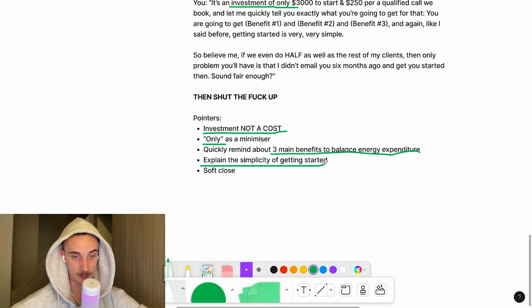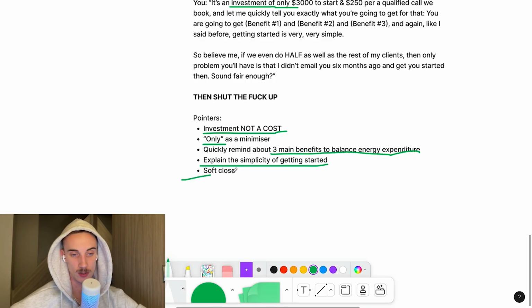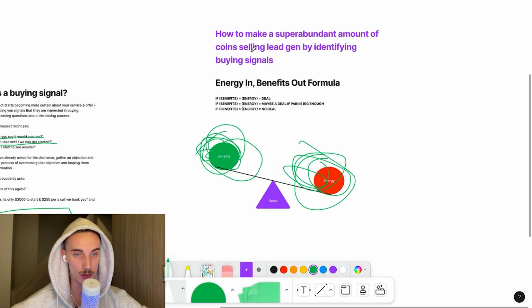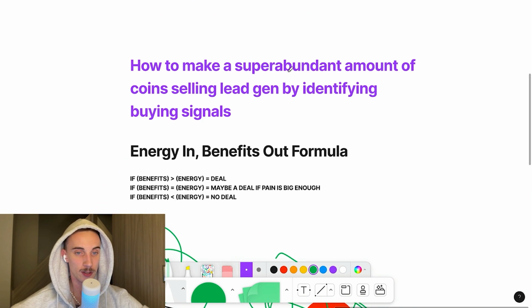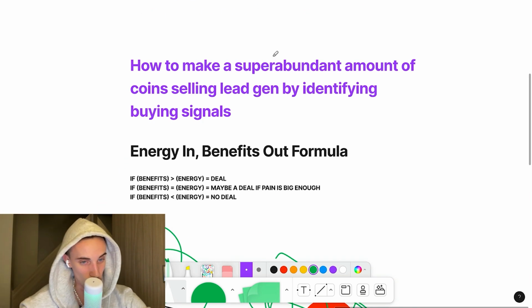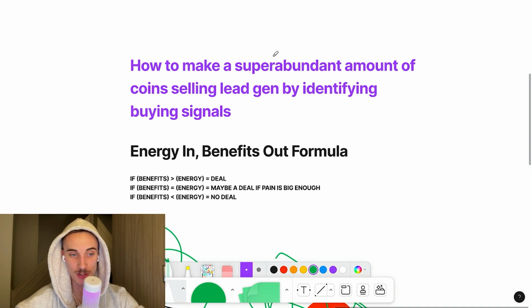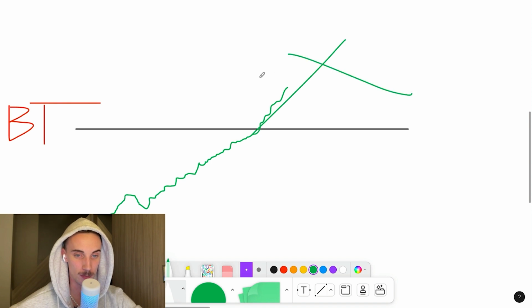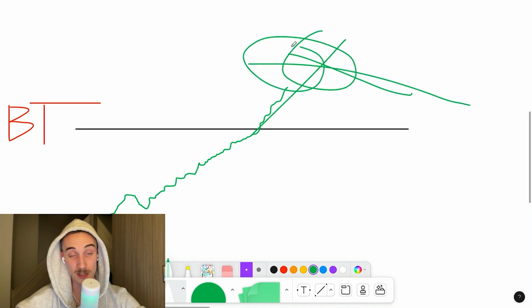I also explained the simplicity of getting started to remind them that they do not have to do that much, so the energy consumption of this offer would be way less. And then I finished it off with a soft close because I had set it up for a fucking deal. So this is how you use the energy-in, benefits-out formula to make a super abundant amount of coins when you're selling lead generation agency offers by identifying the buying signals. So remember, do not speak past your success, because otherwise you're just going to speak too long, fuck up, and lose the deal.